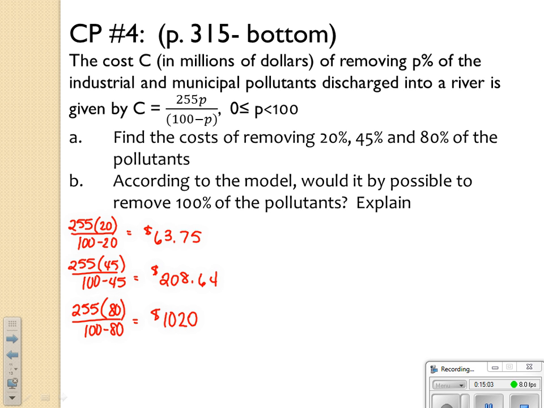Now, let's go to the 100% thing. If you strictly look at this mathematically, our model tells us that we can't use a 100 because if you look for asymptotes, we cannot put a 100 into this function, period, because it would create a 0 in our denominator. So according to the model, would it be possible to remove 100% of the pollutants? No. If you look at it scientifically, I don't think it's possible to get everything out. Plus, based on the model, 100 is going to be an asymptote. It's a vertical asymptote. We can't cross that line, so we can't input 100.